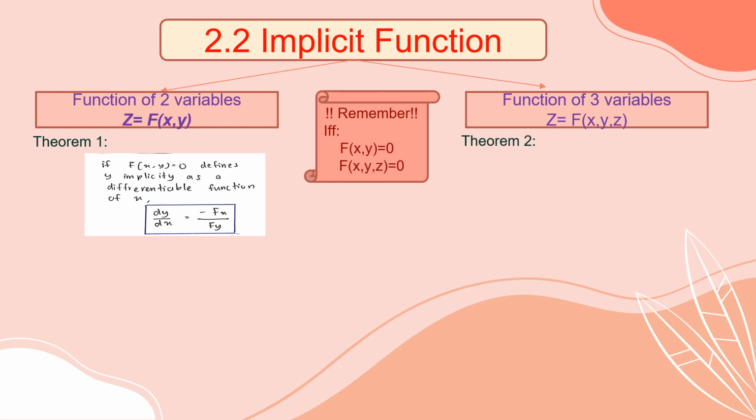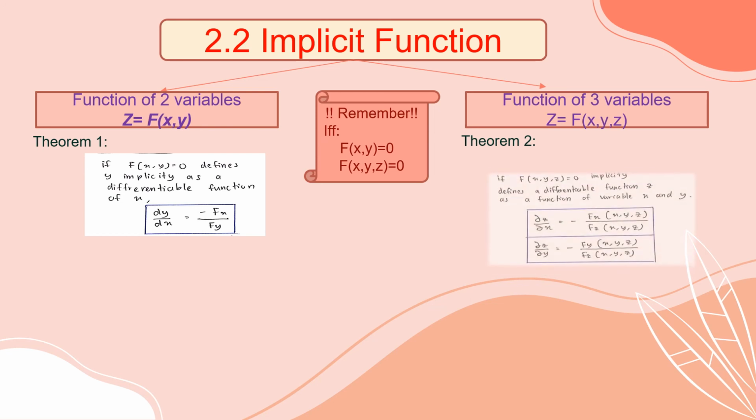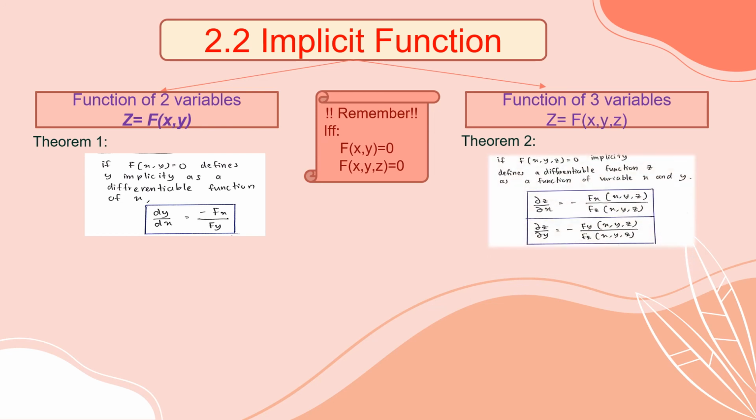Theorem 2 of function of three variables states that if f(x,y,z) is equal to 0 implicitly defines a differentiable function z as a function of variables x and y, then delta z over delta x is equal to negative fx over fz, and delta z over delta y is equal to negative fy divided by fz.